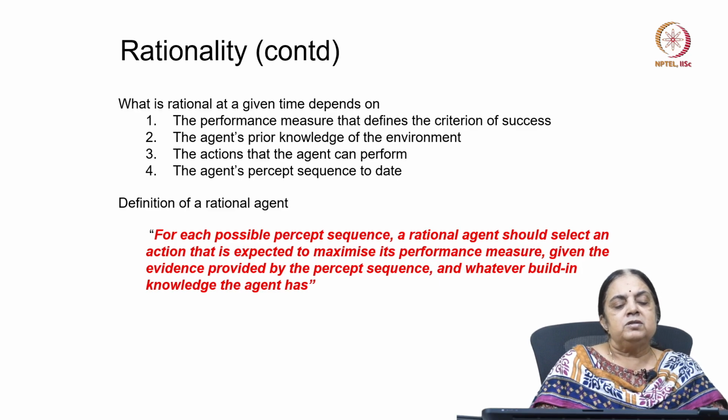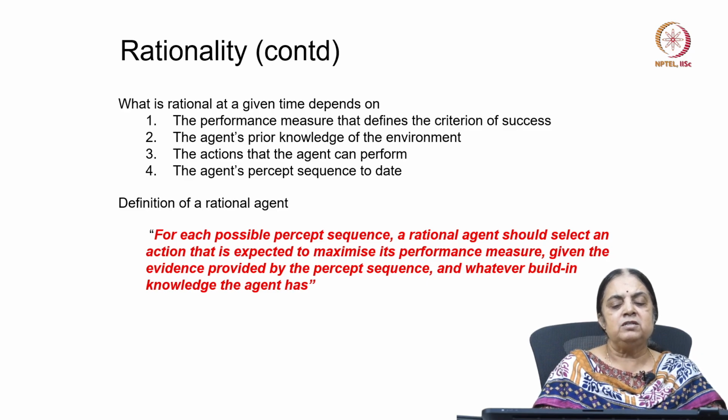So what is rational at a particular given time depends on all these factors. First, the performance measure, that defines a criterion of success. Second, the agent's prior knowledge of the environment. Third is the actions that the agent can perform. So it has to be one of the actions that the agent can perform, so it is constrained by that. And fourth, the agent's percept sequence to date. So how do we define a rational agent?